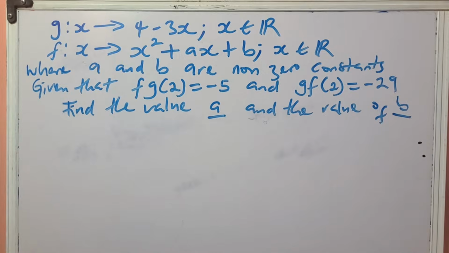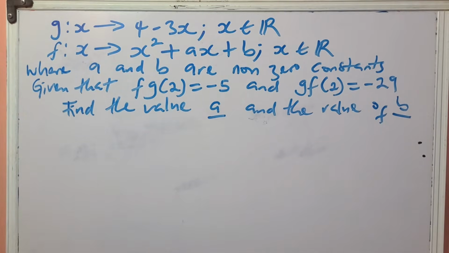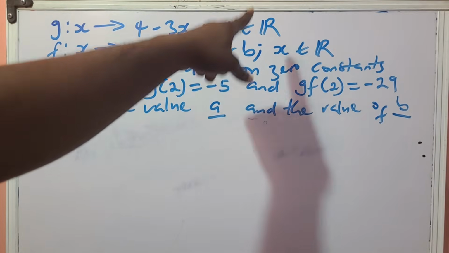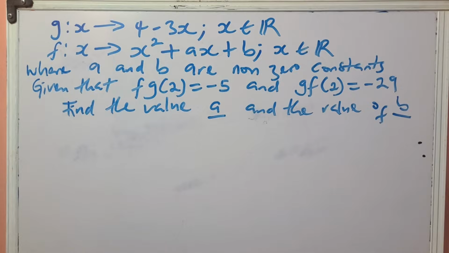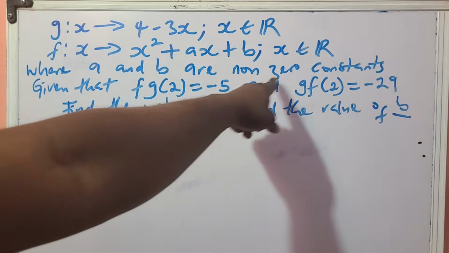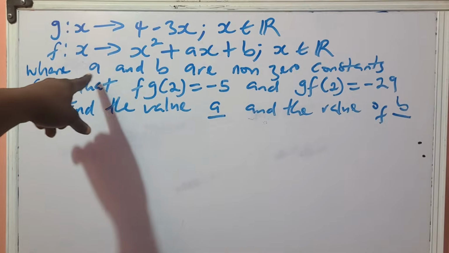So what do you feel about this particular question? We have two functions defined by what we have right here. We have the g(x) function given as 4 minus 3x. We have the f(x) function given as x squared plus ax plus b. And for both function g and function f, our variable x is defined as an element of real numbers. So we're told, please always note this information here, that a and b are non-zero constants. That means 0 is not permitted to be any of the values of a and b.